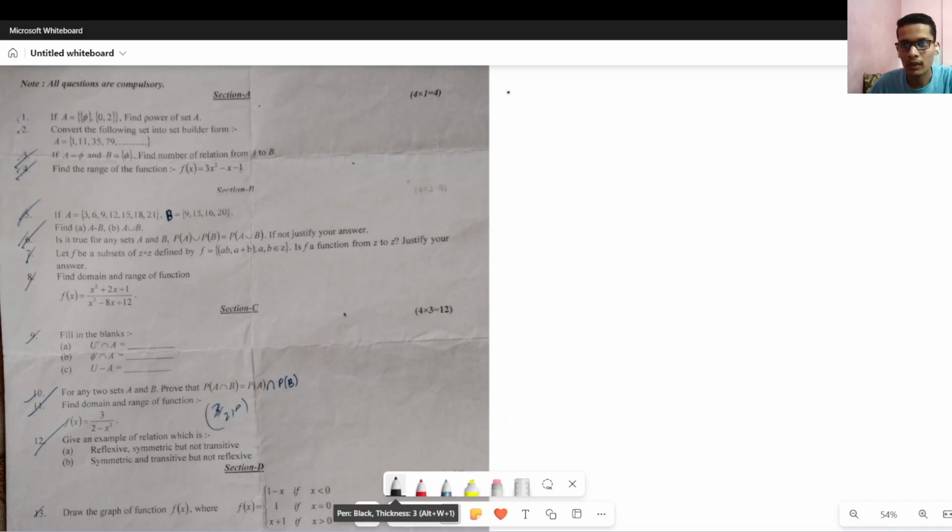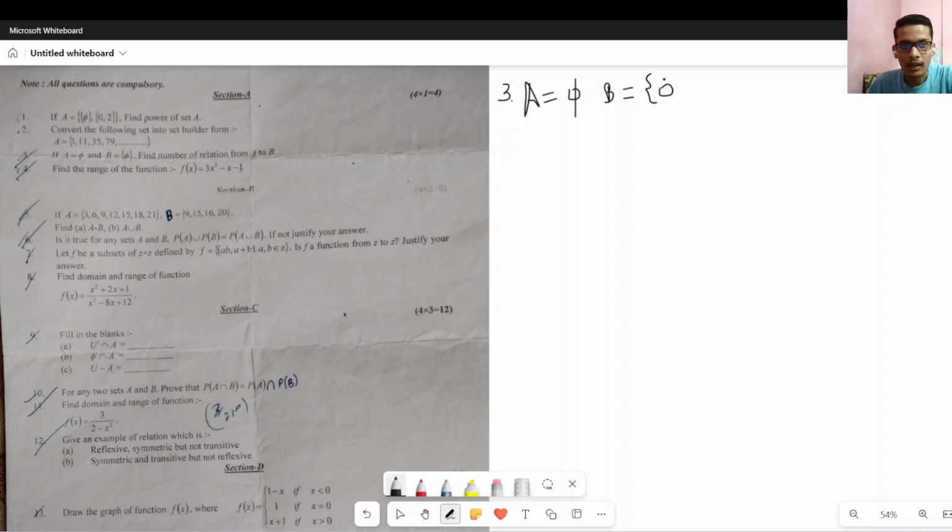Now we will move forward to our next question, that is question number 3. In question number 3 we are given two sets. The first set is A, which is curly braces 5 and the empty set. And the next set is B, which is curly braces 5.